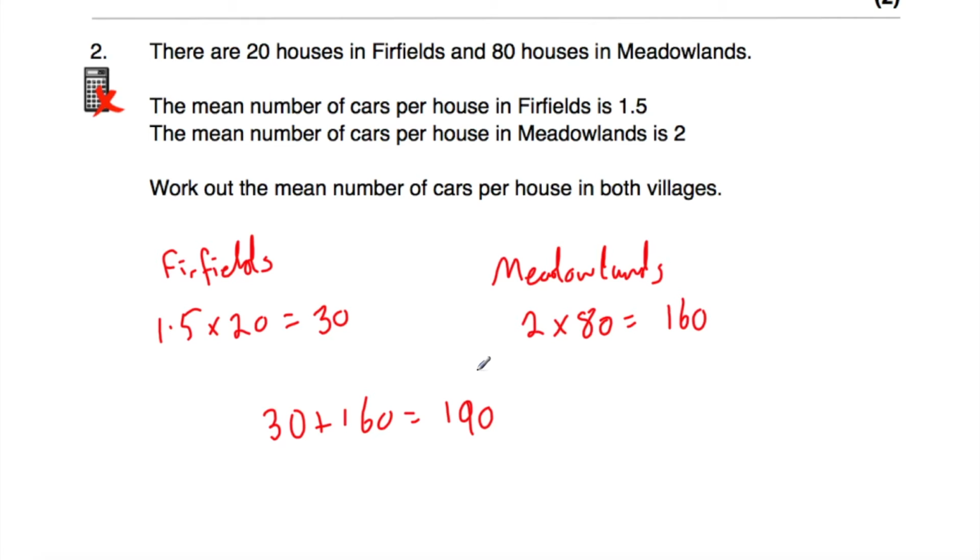There's 190 cars altogether. And let's consider the number of houses. There's 20 in Fairfields and 80 in Meadowlands. So if we do 20 plus 80, that's equal to 100 houses altogether.